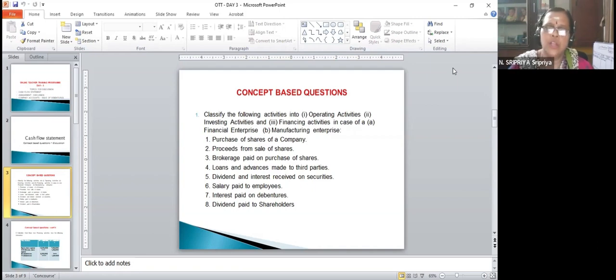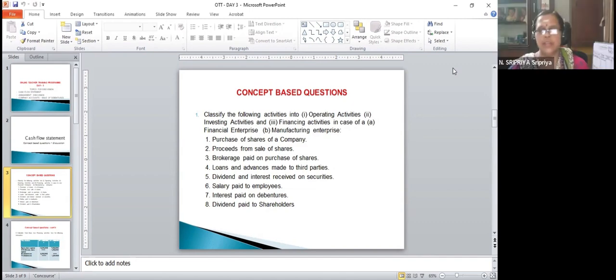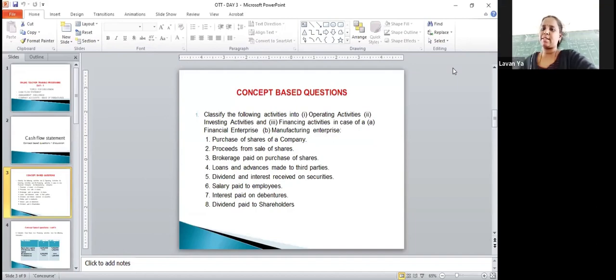Financial enterprise, manufacturing enterprise. Because for a financial enterprise, purchasing and sale of securities will be a regular, routine operating activity. For them, that is the operating activity. Whereas for a manufacturing industry, that's a part of investing activities. So we should be very, very careful about that. Okay, so purchase of shares of a company: operating activity for a financial enterprise, investing activity in case of a manufacturing enterprise.